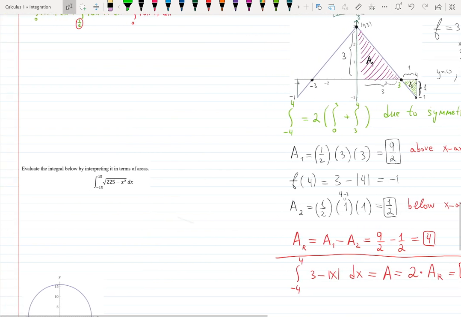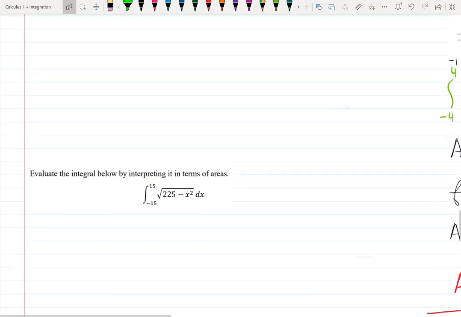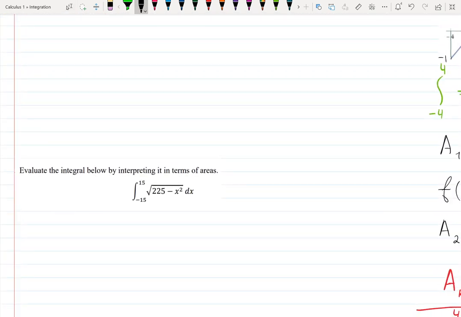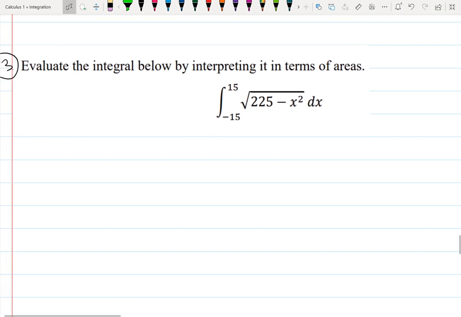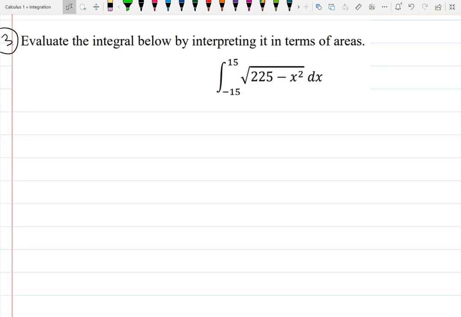One more example. Example 3. Evaluate the integral below, and the integral is the integral from -15 to 15 of the square root of 225 minus x squared dx. Looks complicated. I would see it this way, and you guys should definitely get used to seeing it: square roots. Write down the integrand.